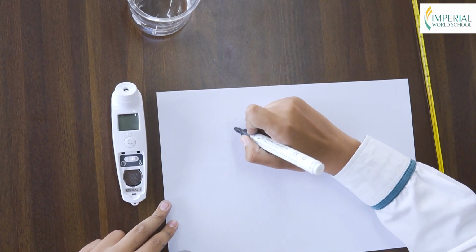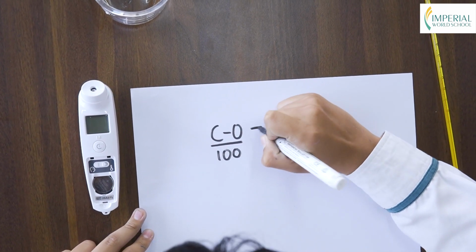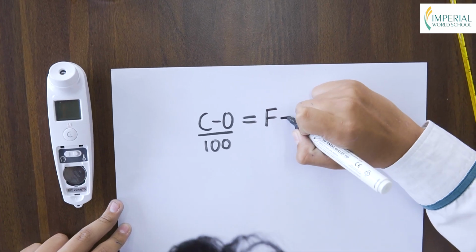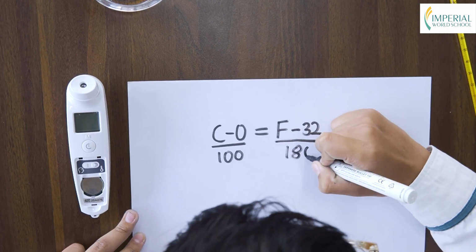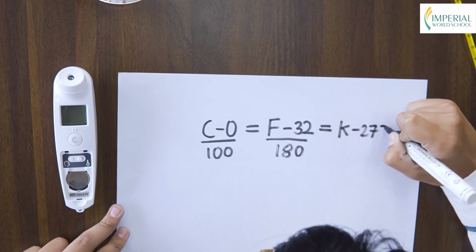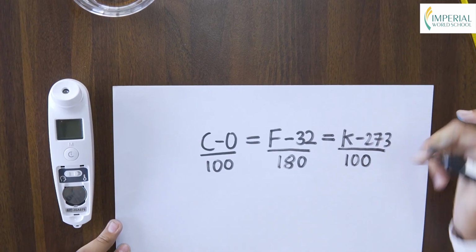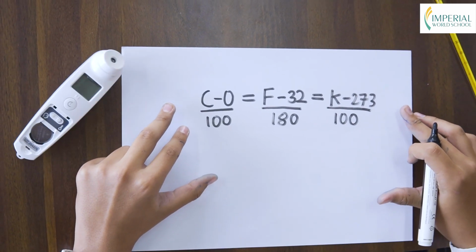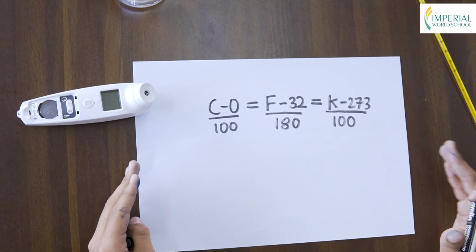So there is an equation which shows the relationship between these three scales. So the equation is (Celsius minus 0) divided by 100 equals (Fahrenheit minus 32) divided by 180 equals (Kelvin minus 273) divided by 100. Without this equation, we are not able to convert one temperature from one scale to another. So this is the short relationship between these three scales.